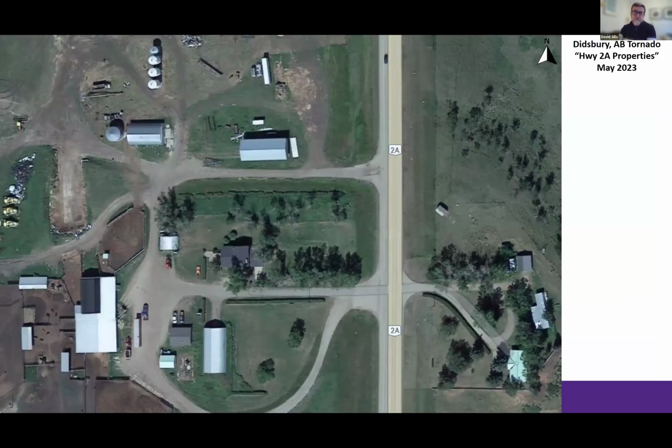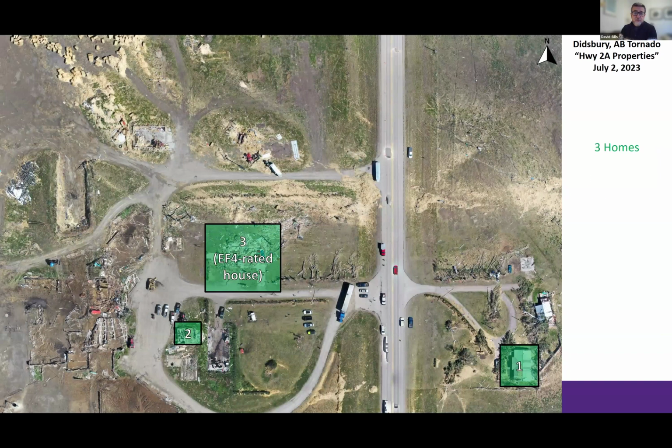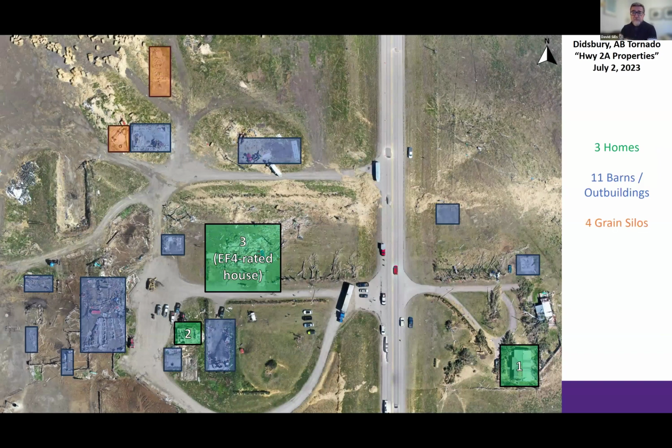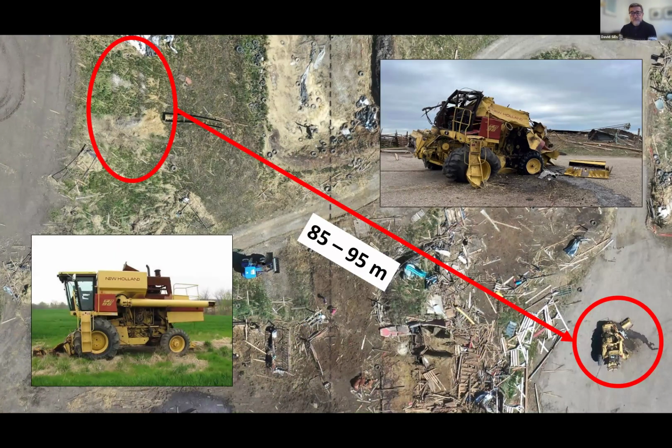And this is one of the farmsteads that was really damaged. That's the before image. That's the after image. So lots of devastation: 3 homes, including one that was rated EF4, 11 barns and outbuildings, 4 grain silos, a mobile home, a long list of vehicles and farm equipment that was thrown. In fact, there was a 10,000 kilogram combine that we've documented was tossed 85 to 95 meters and then just went over a building and fell out of the sky. So we definitely are using that kind of information to try to get an idea of the wind speed. I'll talk about that a bit later.